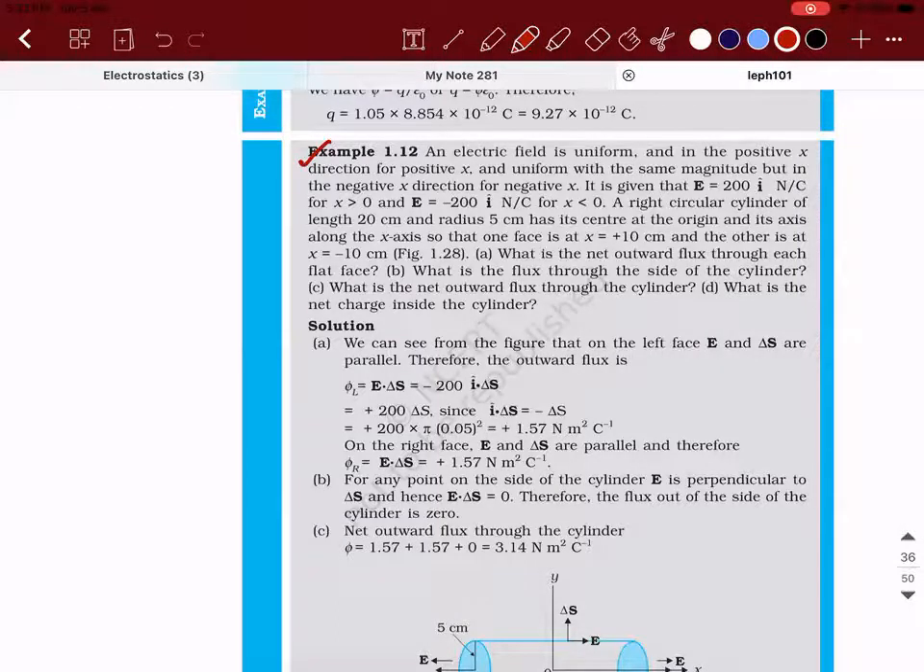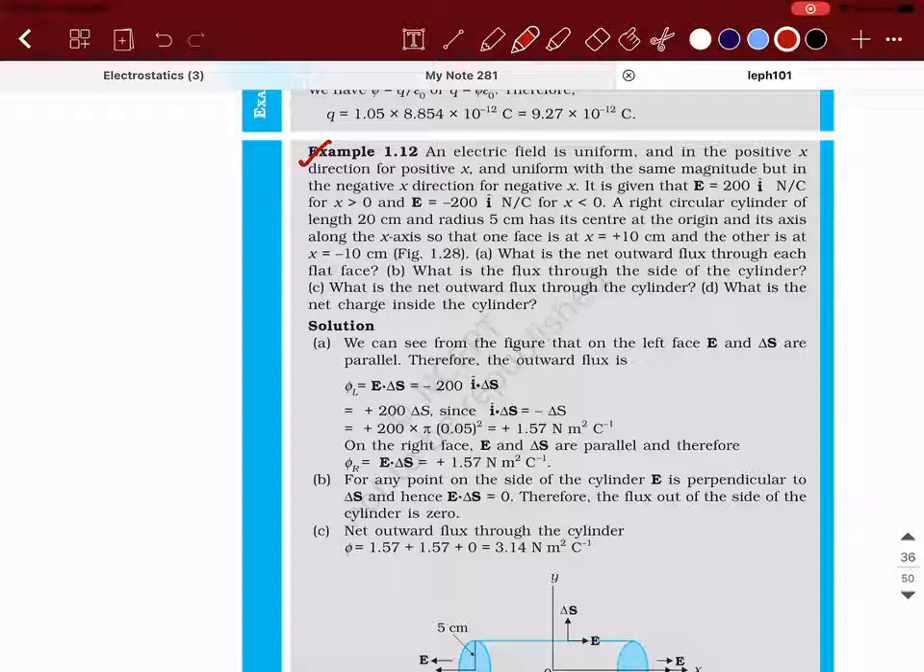So an electric field is uniform. Wherever you see uniform, what comes to your mind? That they are a set of parallel lines. So the electric field is uniform and it is in the positive x direction for positive x, and uniform with the same magnitude but in the negative x direction for negative x. What does that mean? Positive x belongs to which quadrant? First and fourth quadrant, so in the first and fourth quadrant, the direction of the electric field is along the positive x axis. That is the indirect meaning of that question.